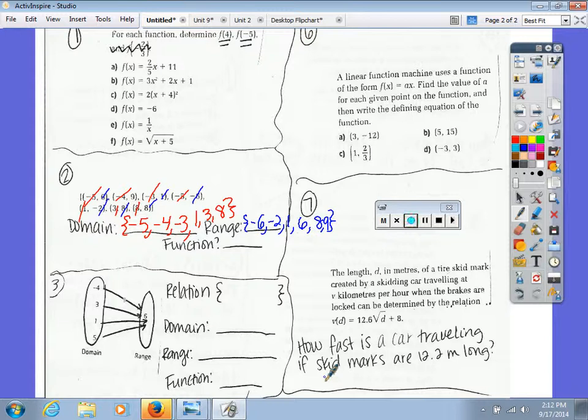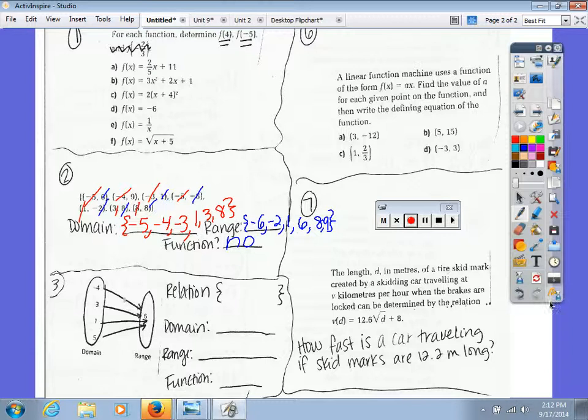Function. Is this a function? Yes or no? Why is it not a function? Which x coordinate repeats? -5. So it's not a function because -5 repeats. What if a y coordinate repeated, like 8 repeated? Does that matter if it's a function or not? No, only x's can repeat. You're right. Correct. Very good.